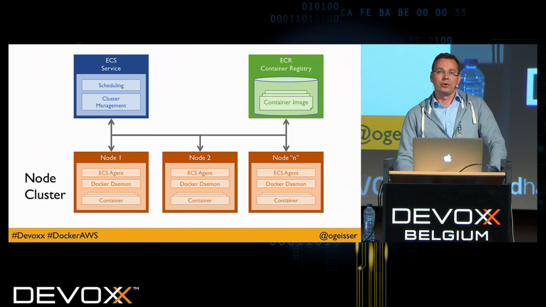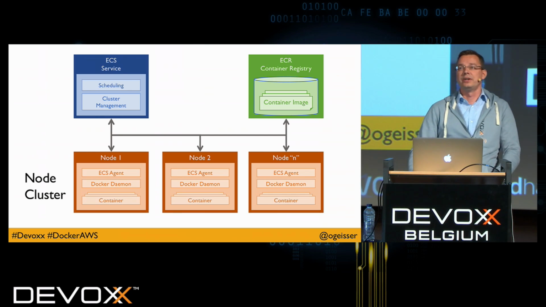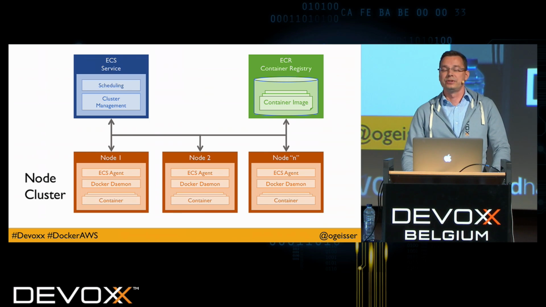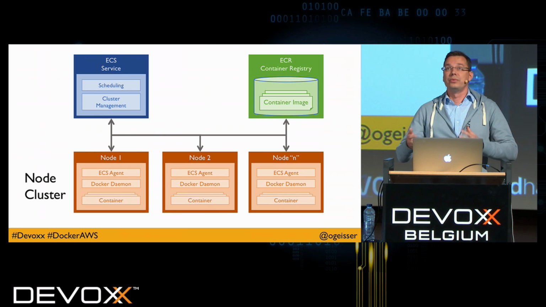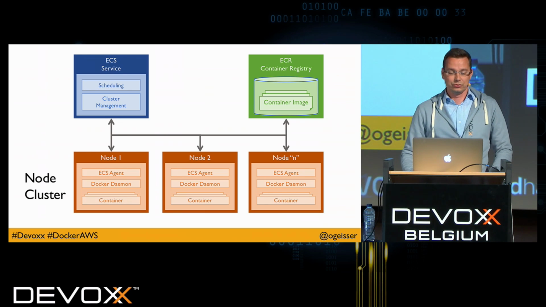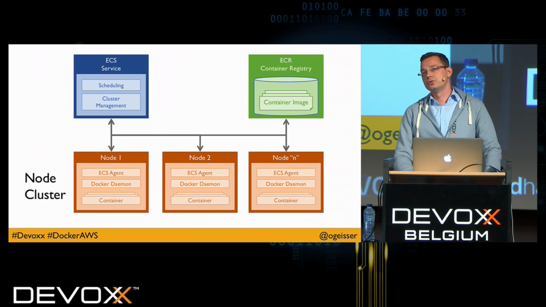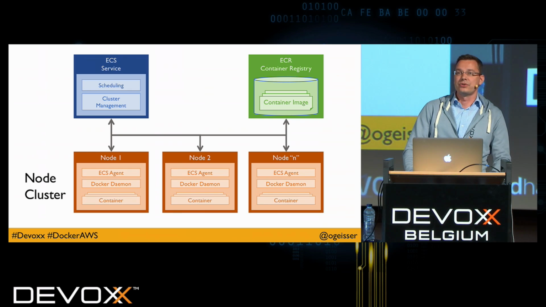If you're familiar with Docker, you need Docker images, and these Docker images need to be stored somewhere. This is a container registry, and part of ECS, or a complement to ECS, is ECR, the container registry run by AWS. You can, of course, use Docker Hub too, but if you're using AWS, you have a private registry built in.